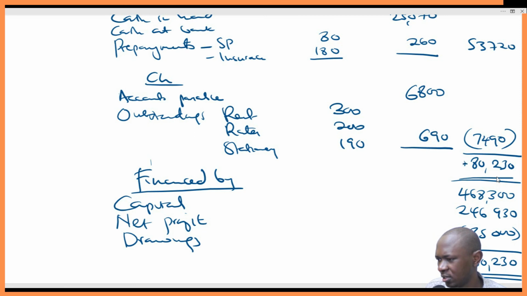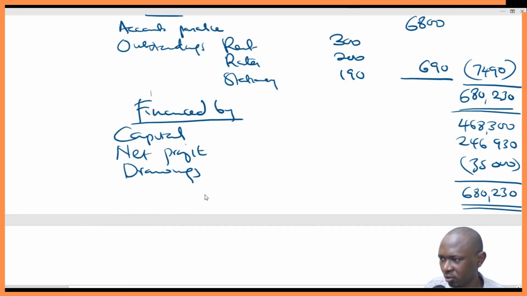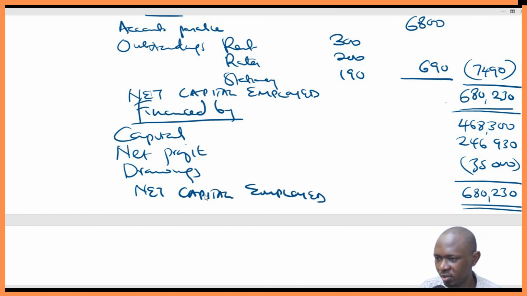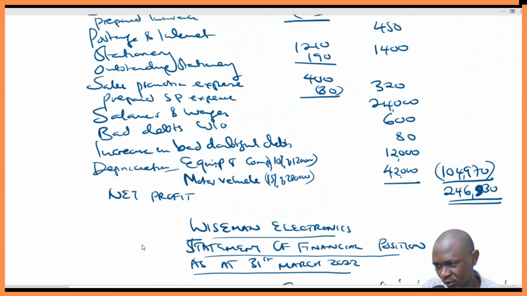This last part has not actually been asked, but we are just doing it for our own convenience, just to prove if everything is correct. This is our net capital employed, which is simply non-current assets plus current assets minus current liabilities, or non-current assets plus working capital, and working capital is current assets minus current liabilities. Net capital employed is 680,230, and it's also the same figure here. So we are done with the question.